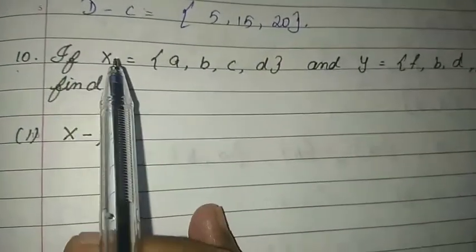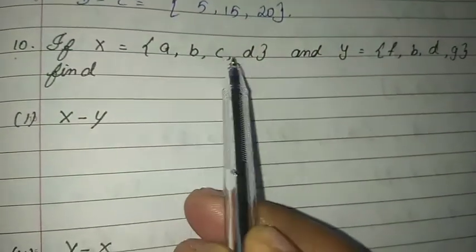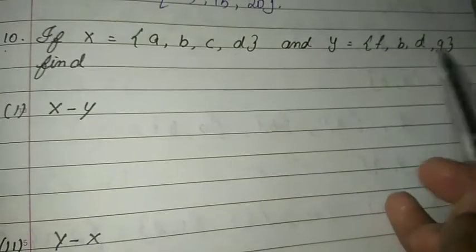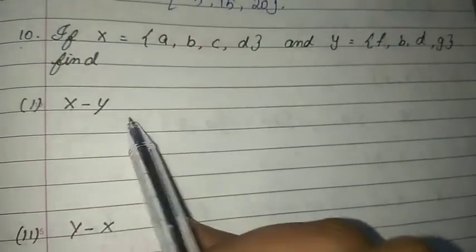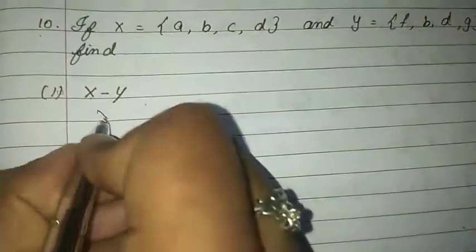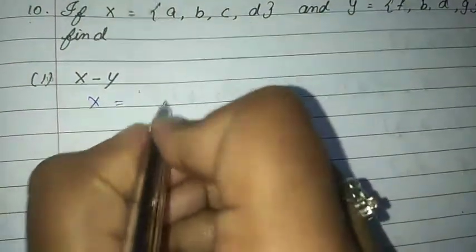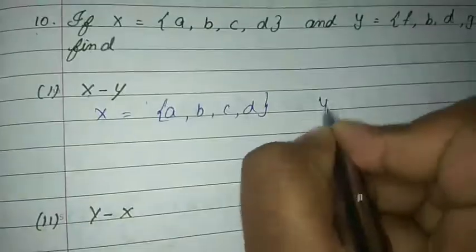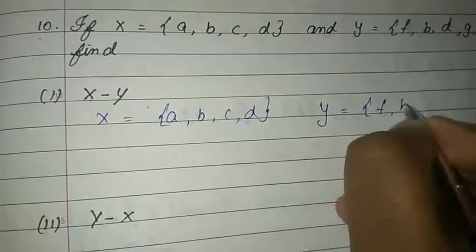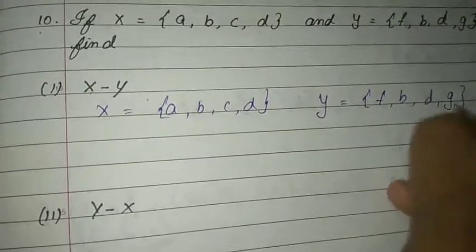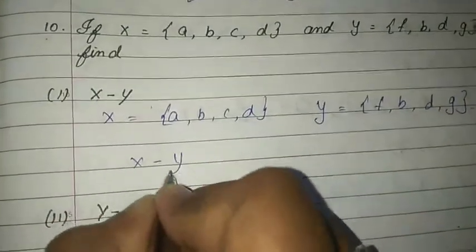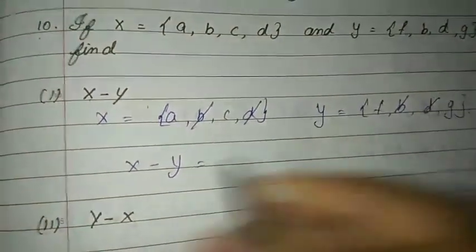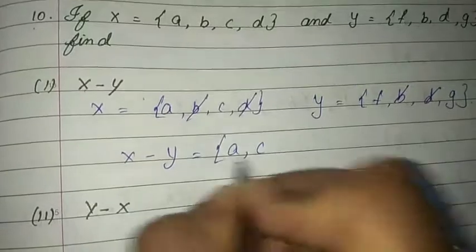Question 10. If x is equal to a, b, c, d and y is equal to f, b, d, g, find x difference y. So what is our x? A, b, c, d. Then y is equal to f, b, d, g. So x difference y is equal to b and b cancel, d and d cancel. So therefore a, c.